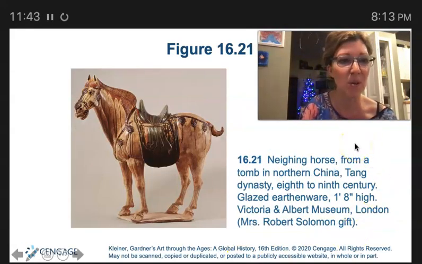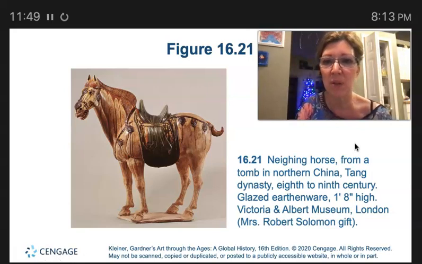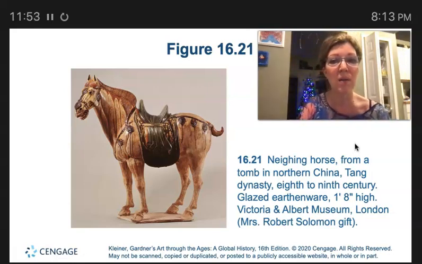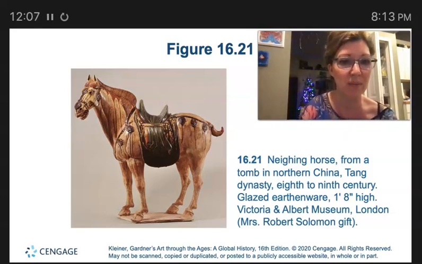This is so cute. Neighing horse. I shouldn't say cute. It's cool. The ceramic figural tradition of the Tang dynasty included a broad range of subject matter. They had musicians on camels and Semitic traders and apparently neighing horses. So it was quite a variety.